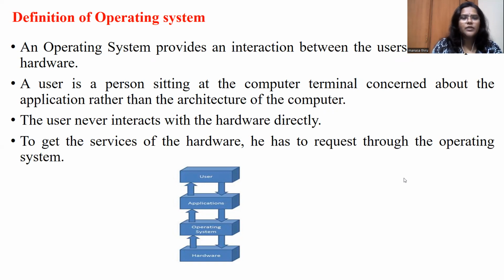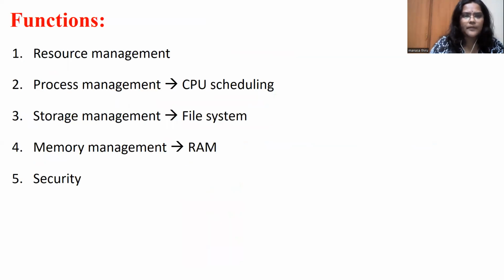A user is a person sitting at the computer terminal, concerned about the application rather than the architecture of the computer. The user never interacts with the hardware directly. To get the services of the hardware, he has to request through the operating system. So this is the diagram of the definition of operating system. The operating system is the interface between the user and hardware devices.